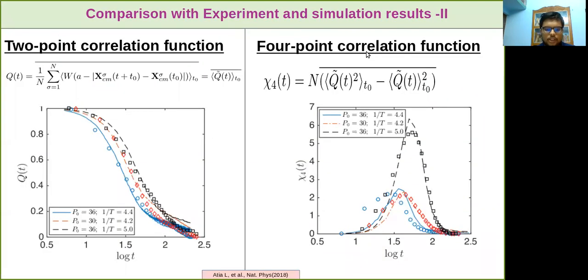We have also calculated the two and four point correlation functions, as given in this formula. As you can see, these also match remarkably well with the experimental result from the paper by Atia from Nature Physics. For the plotting, we rescaled our time scale, and we are allowed to do that because we are doing a Monte Carlo simulation, where there is no inherent time scale. So we scale the time in our simulation, and we also choose the simulation parameters in such a way that the curves overlap with each other. That's how we match the experimental data and our simulation data. As you can see, this match is also quite good.